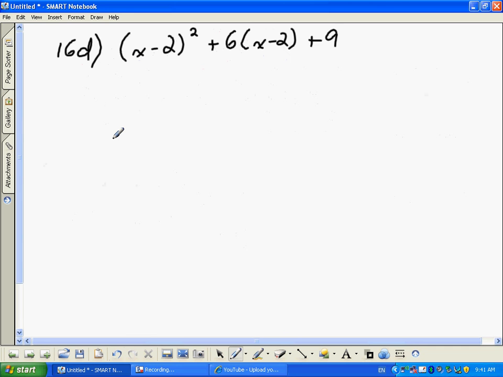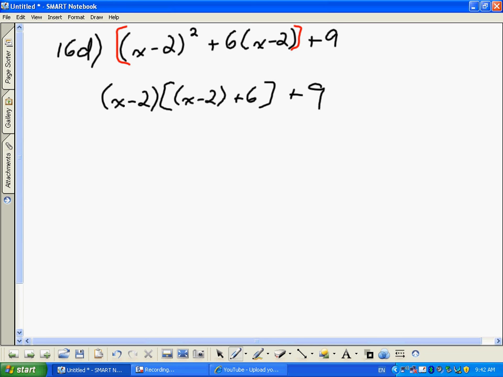Okay, 16D from your review, it says to factor, but in order to factor this, we are going to need to expand. Actually, we don't have to expand. We could factor right off the bat. There's a couple ways you go about doing this. You guys could expand and simplify and then factor the question. Or you can notice that if I just look for the factors in here, let's say, so I put a little pair of brackets around, I could pull out x minus 2. So I could pull out x minus 2, and I'd still be left with x minus 2 plus 6 plus 9 in the end.